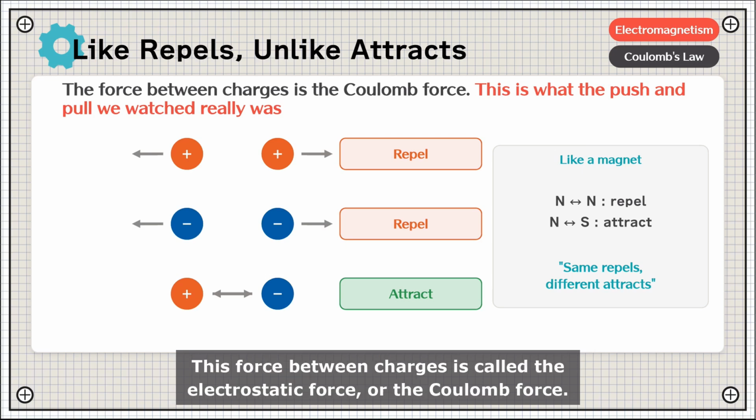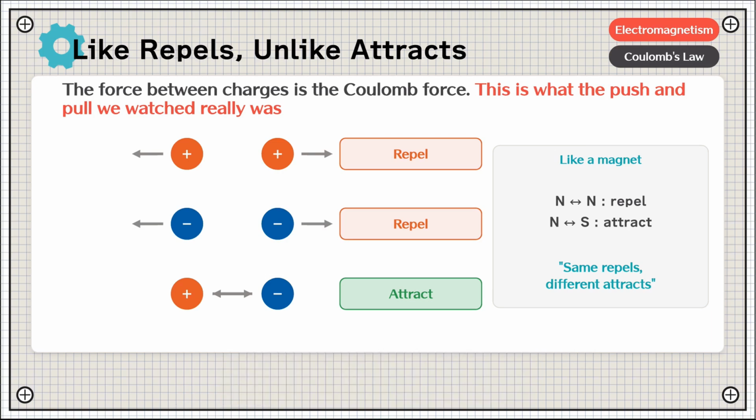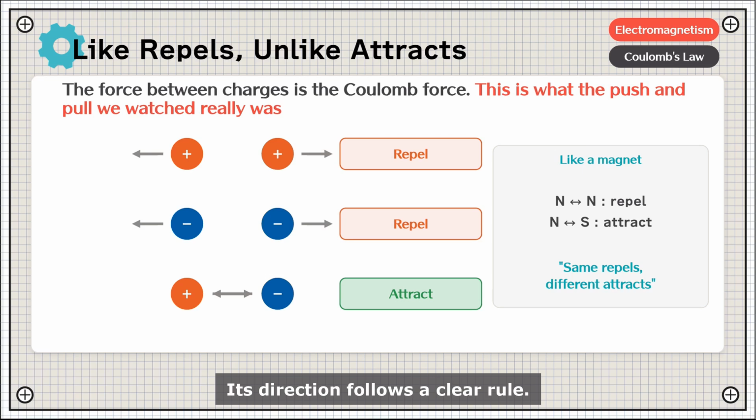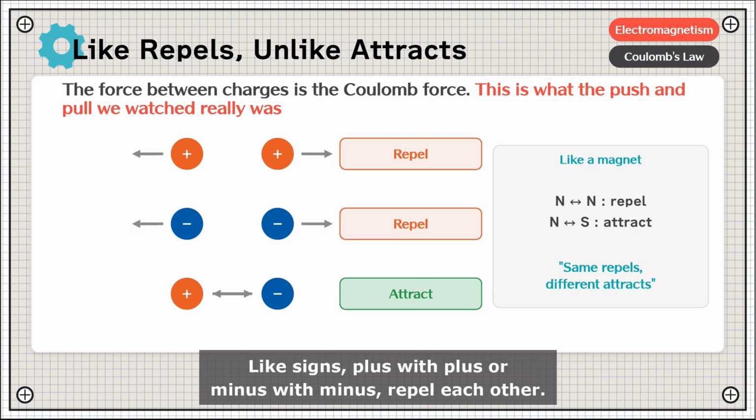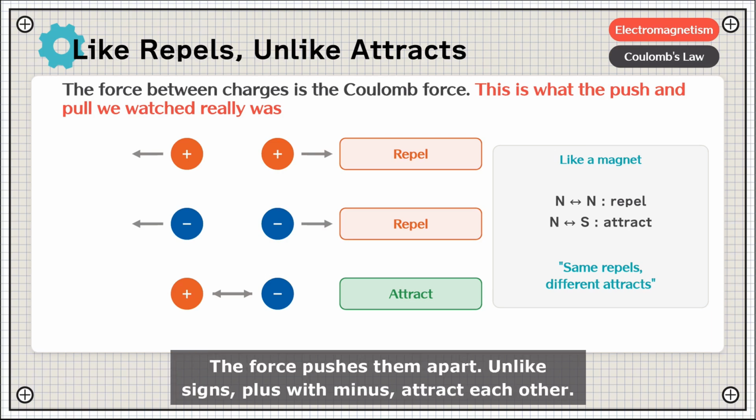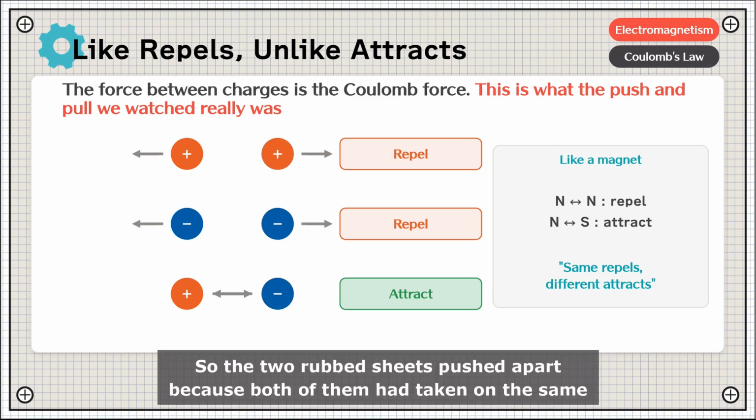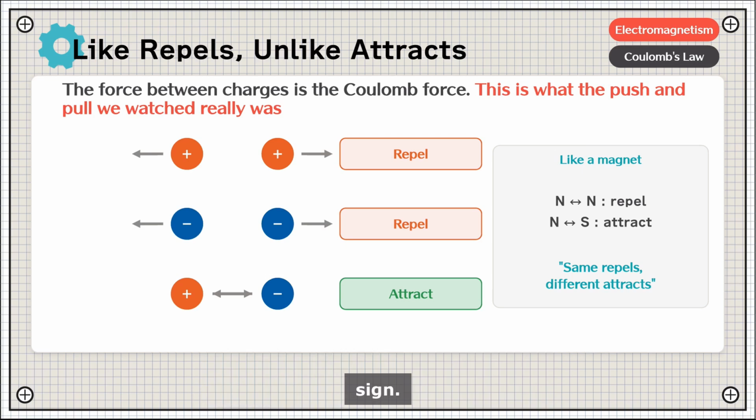This force between charges is called the electrostatic force, or the Coulomb force. Its direction follows a clear rule. Like signs, plus with plus or minus with minus, repel each other. The force pushes them apart. Unlike signs, plus with minus, attract each other. So the two rubbed sheets pushed apart because both of them had taken on the same sign.